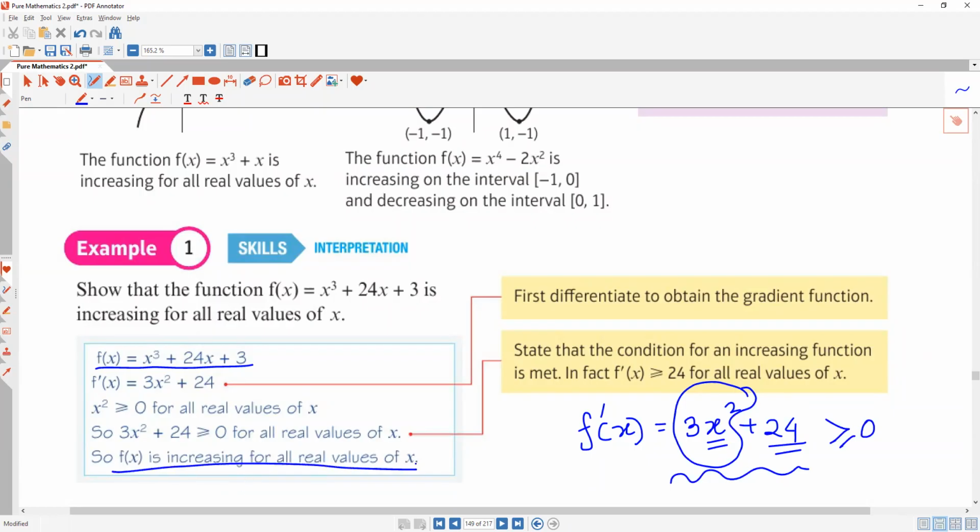Can you all understand this? Again, I'm saying, they will give you an equation and they will ask you to show that for all values of x it is increasing. You should prove that the differentiation of that function is greater than 0. How much are we getting from differentiation? 3x squared plus 24. You can see x squared will be positive all the time. Multiplied by positive 3 will always be positive, plus 24 will always be positive. So all the values will always be positive, greater than 0. Therefore it is an increasing function.